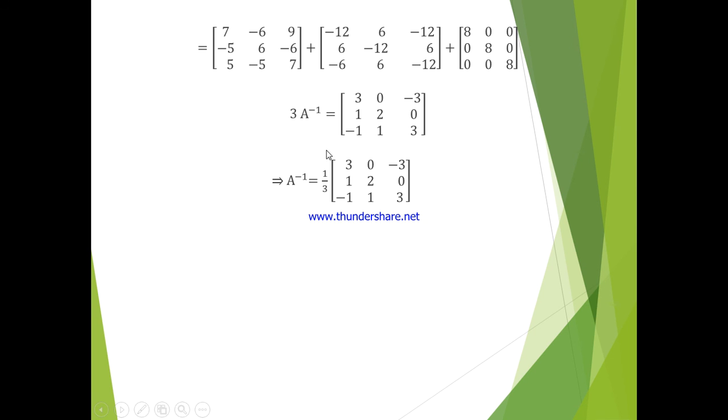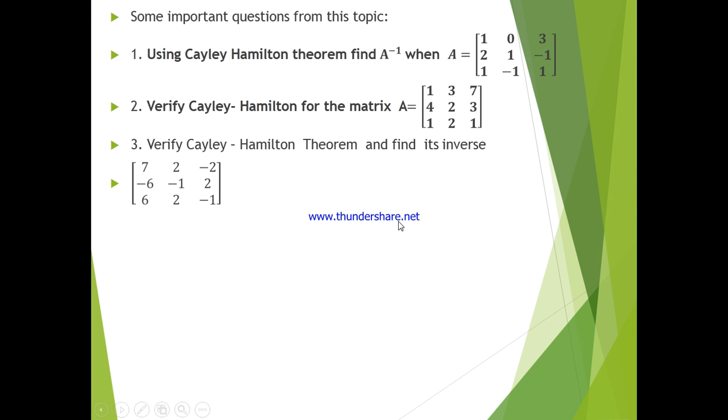Next we have to find A inverse. So send this 3 to the right side. So we get 1 by 3 into this one. This is A inverse. Some important questions from this topic.